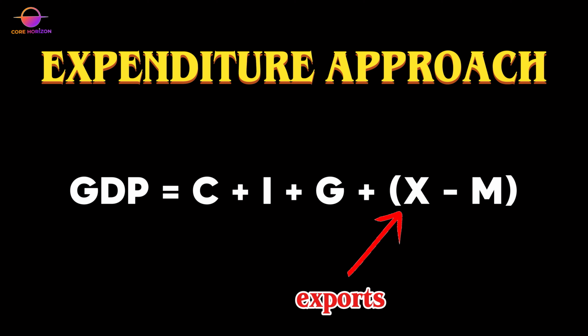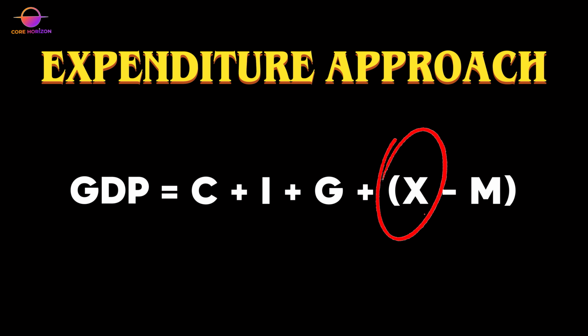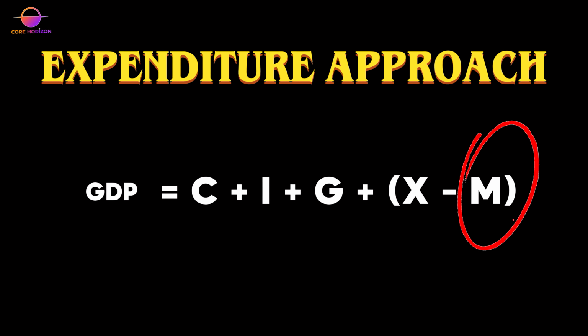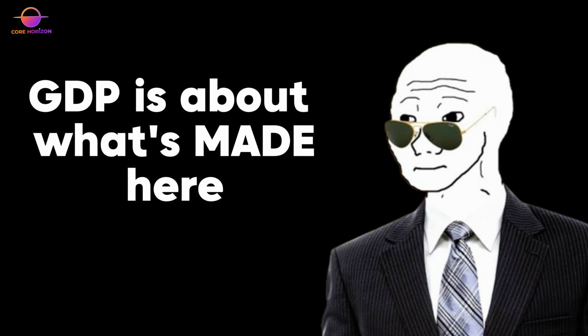X means exports, stuff we sell to other countries. And M means imports, stuff we buy from them. Exports add to GDP, imports subtract. Because GDP is about what's made here, not what's just bought.